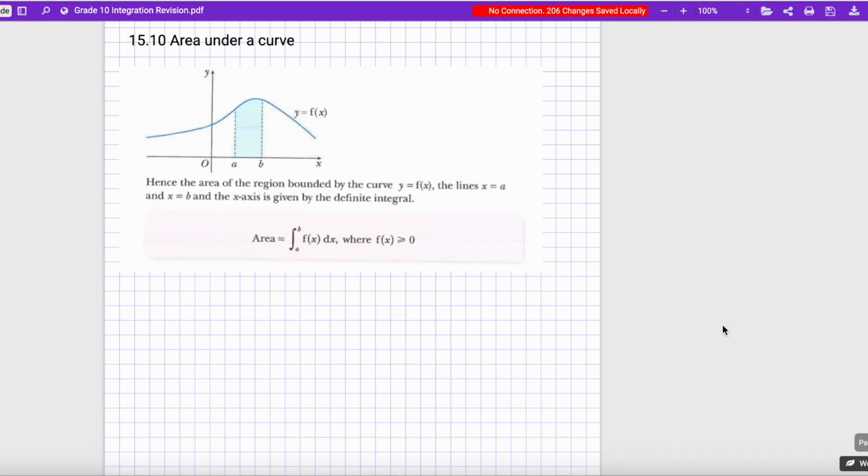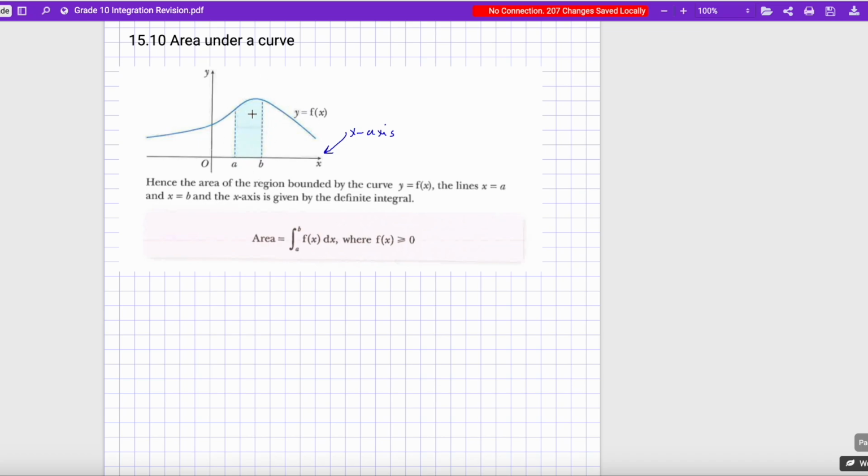Area under a curve. So we talked about the purpose of integration, and one of it is to find the area under a curve. In this case, we are looking at the area under a curve bounded specifically by the x-axis. It is possible for the area to be bounded by the y-axis, but we will not do that in this video. We'll probably try that back in class. So let's look at the concept here.